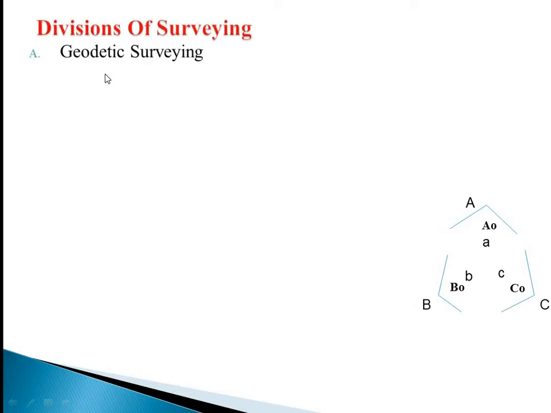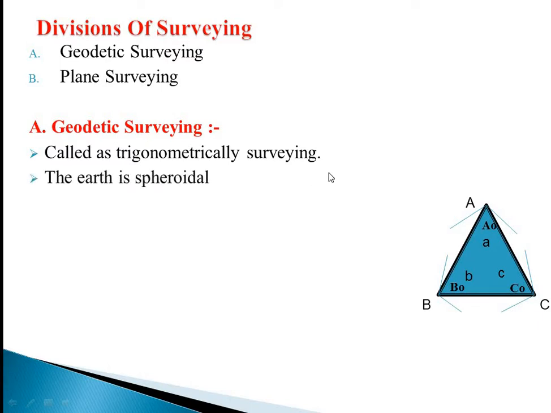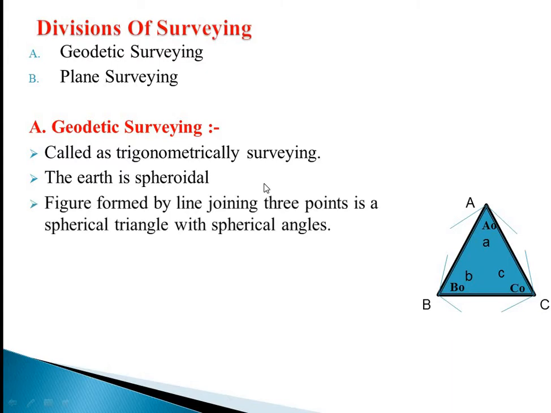First one is the geodetic survey and second is the plane survey. Firstly we see the geodetic survey. Geodetic survey is also called as trigonometrical survey. In this survey it is necessary to take into account the curvature of earth since large distances and areas are covered. The earth is spheroidal. The line connecting any two points on the surface of the earth is curved. It is not a straight line.